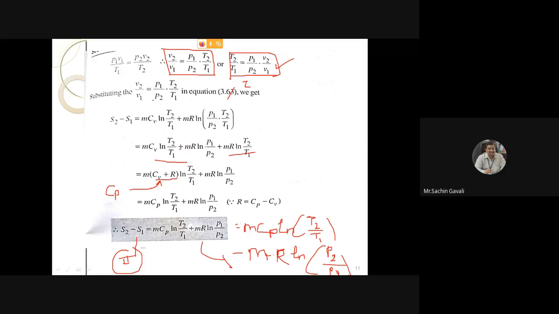Many times they ask a question: derive an expression for entropy change during the change of state of an ideal gas in terms of temperature and pressure. Then we have to write the earlier step directly, and then whatever is on this slide we have to write here. This will have good weightage.